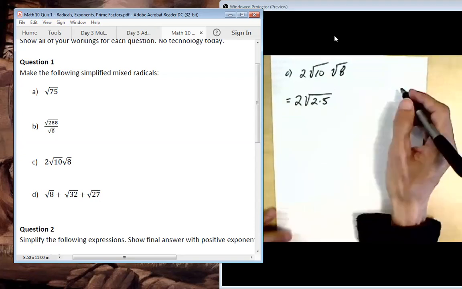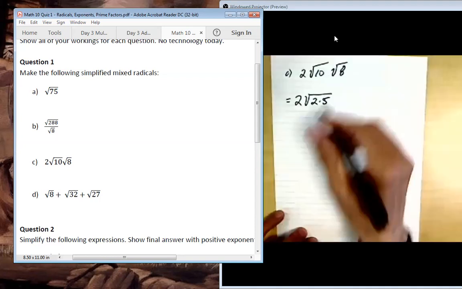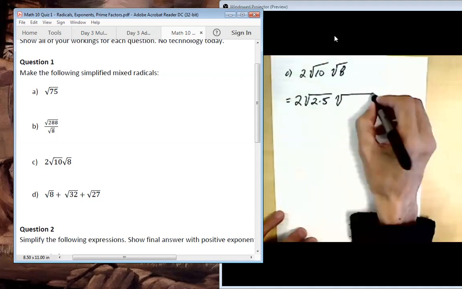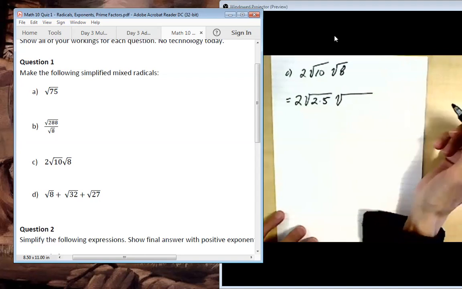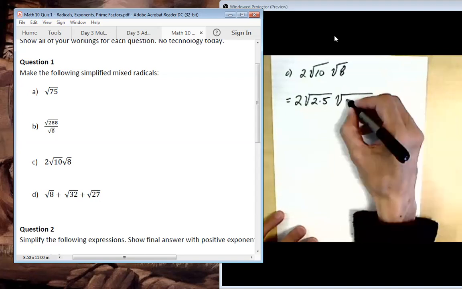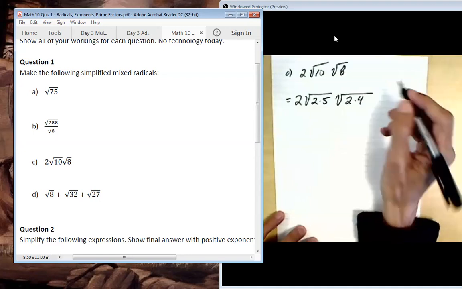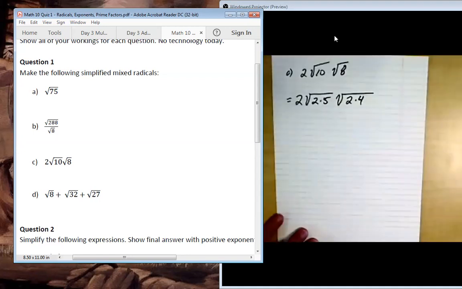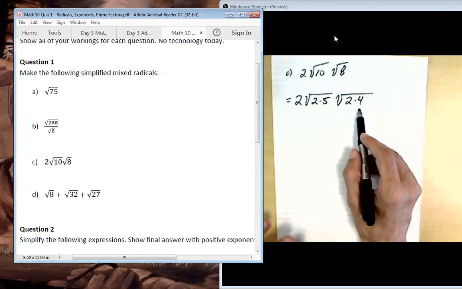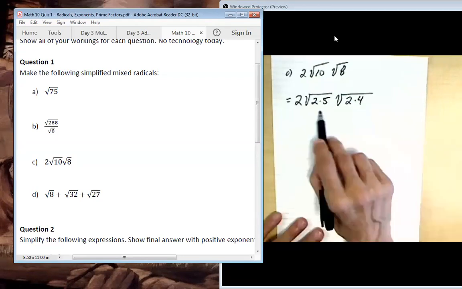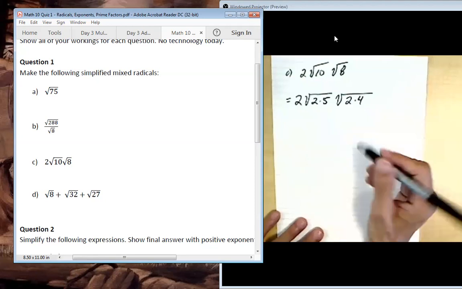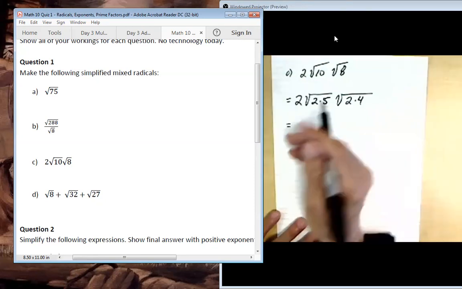That's true. And for 8, what do we get? 2 times 4, sure. We can do it like that. This is kind of combining the two different steps we did before. We got a square number in there, which is fine, and then a bunch of prime numbers there, which is also fine. That's good. Okay, so what do we do next?